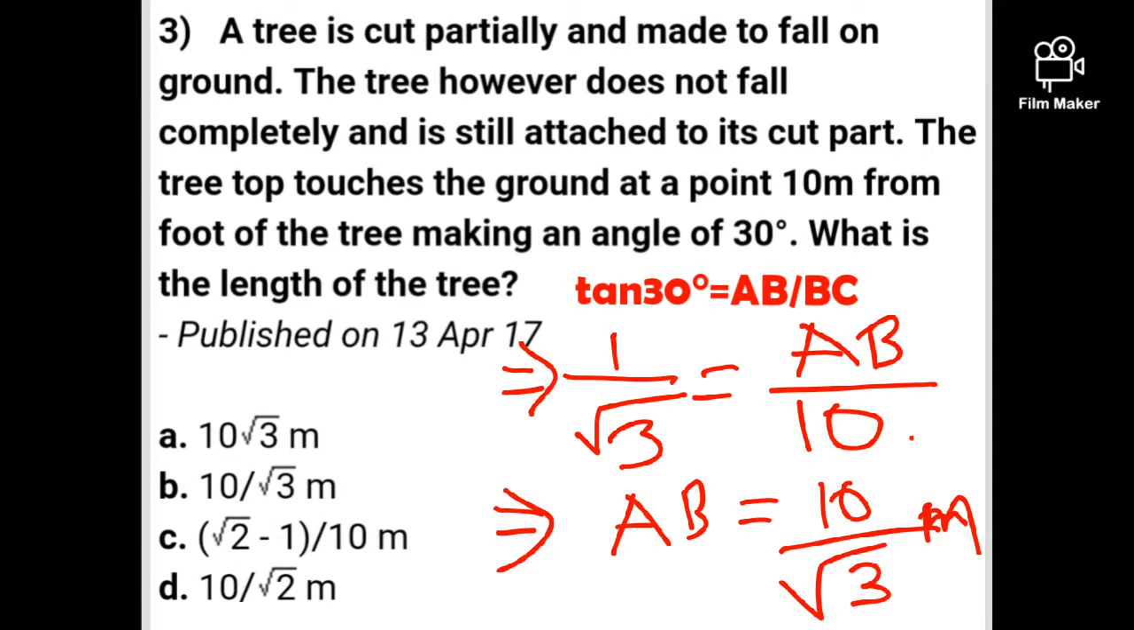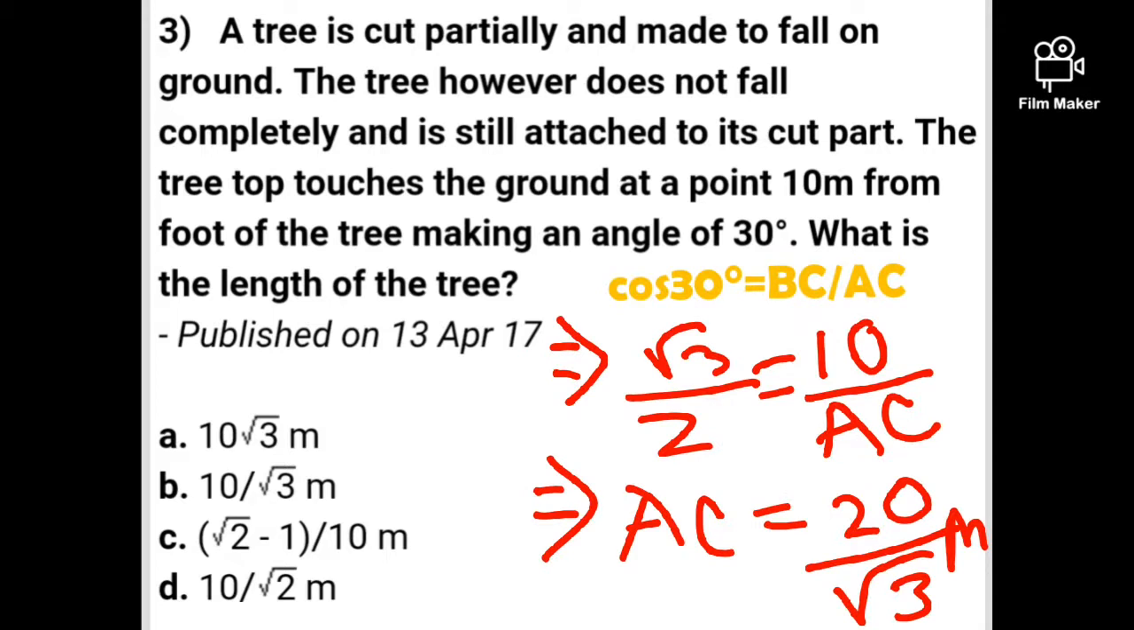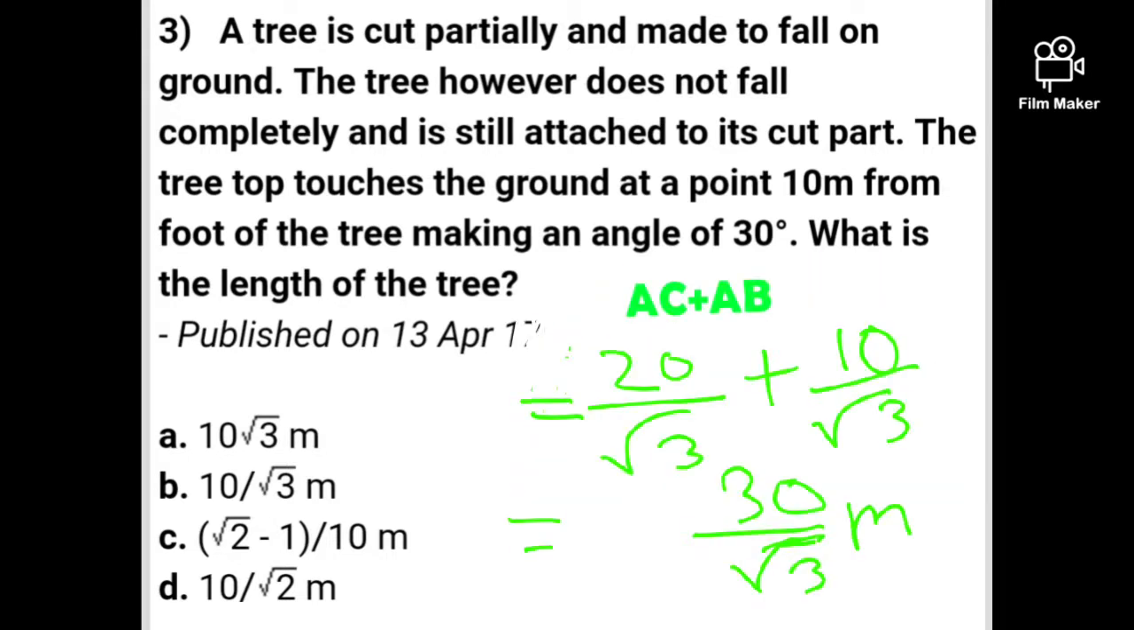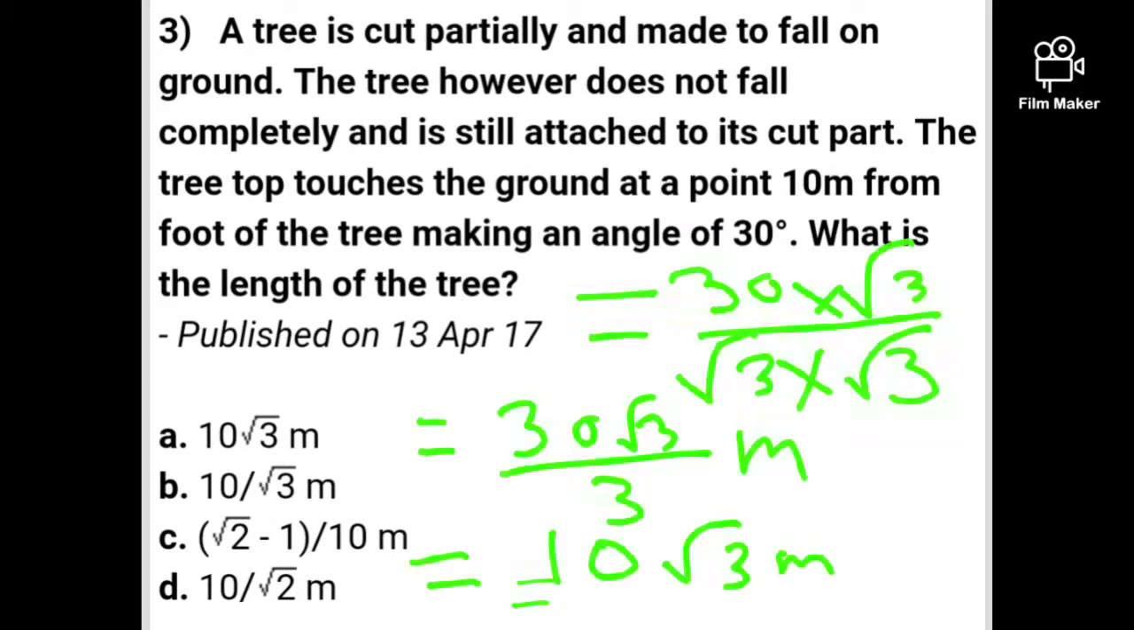So now taking tan 30 degree is equal to AB by BC, we get 1 by root 3 is equal to AB by 10 meter, and then we get AB is equal to 10 by root 3 meter by cross multiplication. Next, by taking cos 30 degree is equal to BC by AC, we get root 3 by 2 is equal to 10 by AC, and then AC is equal to 20 by root 3 meter. Since the height of the tree is AC plus AB, we get 20 by root 3 plus 10 by root 3, and then we get 30 by root 3 meter. Now we try to rationalize 30 by root 3 meter, and then we get 30 root 3 by 3 meter, and then we get 10 root 3 meter. So the correct answer is A, that is 10 by root 3 meter.